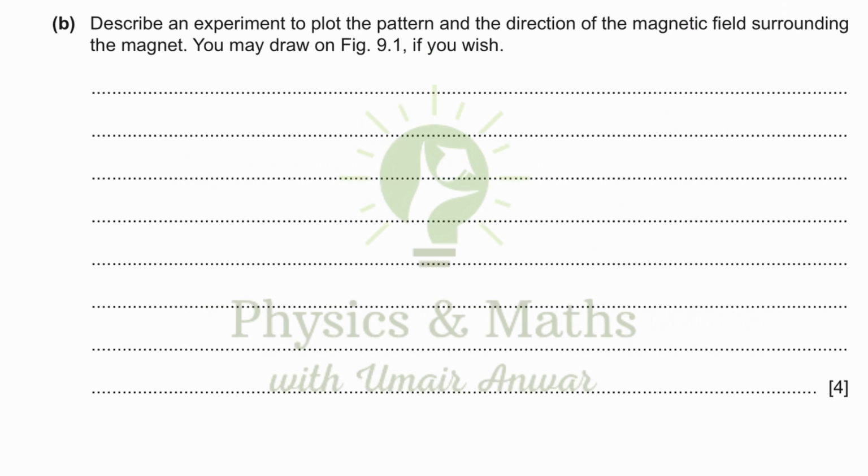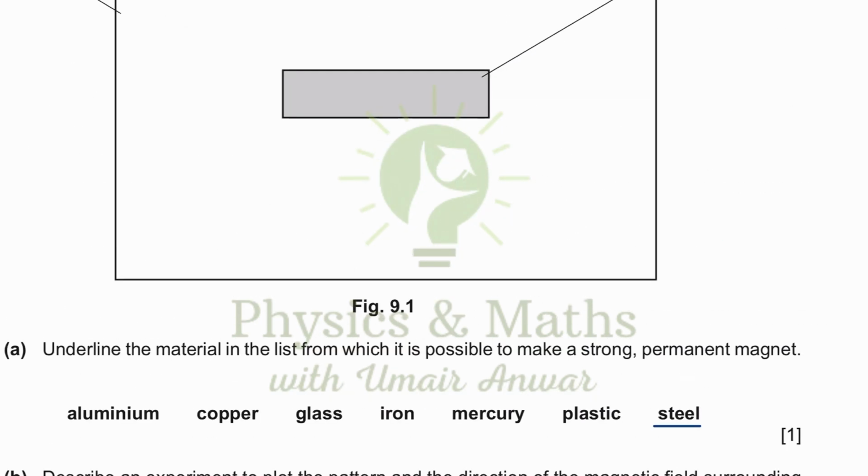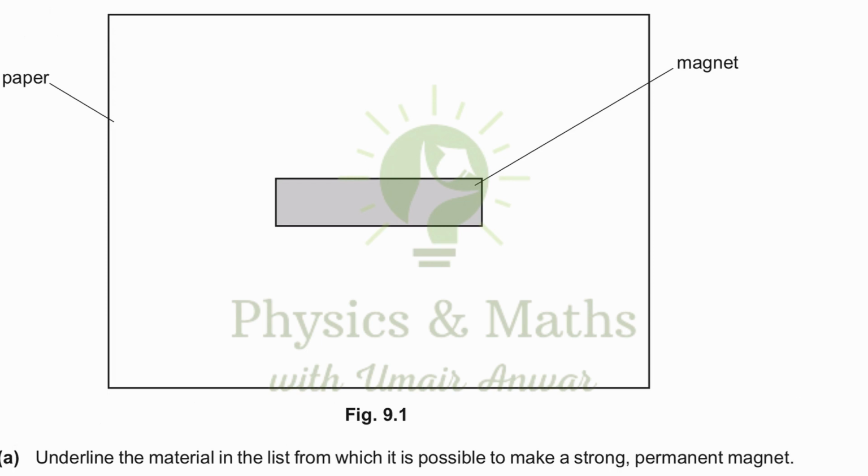Describe an experiment to plot the pattern and the direction of the magnetic field surrounding the magnet. You may draw on figure 9.1 if you wish. So the first thing is that a plotting compass or magnetic compass is to be used. For example, the compass is placed here near this end to check whether it is a south pole or a north pole. The compass is pointing like this away from the pole, so it means that it is the north pole and this is going to be the south pole.